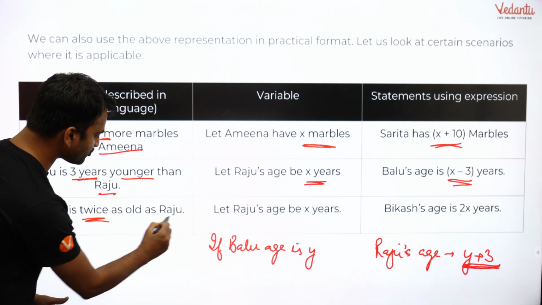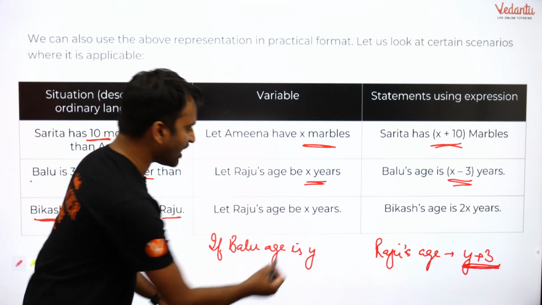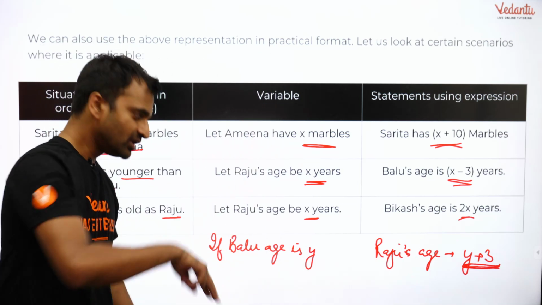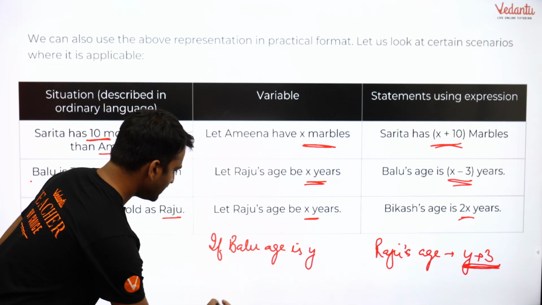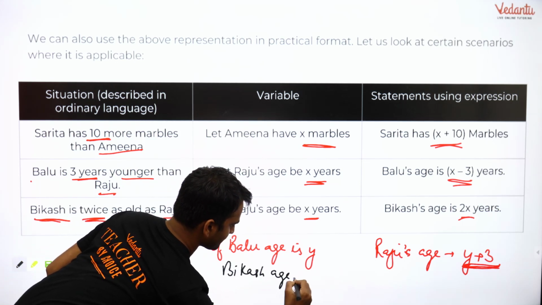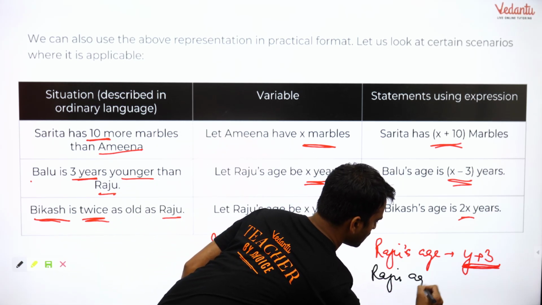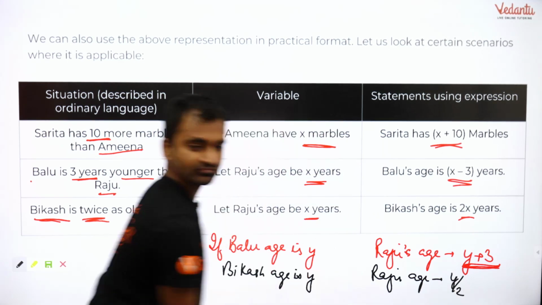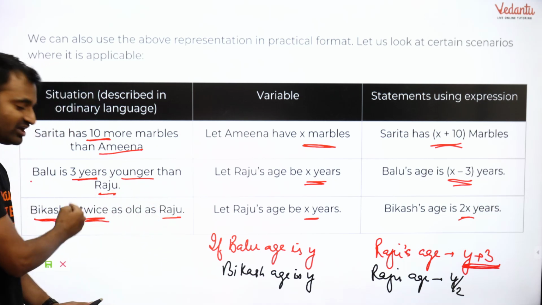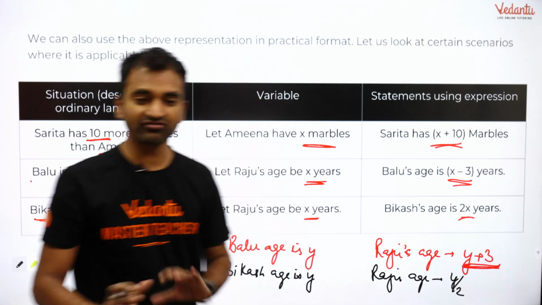Vikas is twice as old as Raju. So if Raju's age is x, Vikas's age would be 2x, right? Let's do it the other way around as well. If Vikas's age is y, Raju's age would be what? Half of y, right, everyone? If Vikas's age is twice that of Raju, Raju's age would be half of that of Vikas, right? So y by 2. Is that fine, everyone? Is this clear?